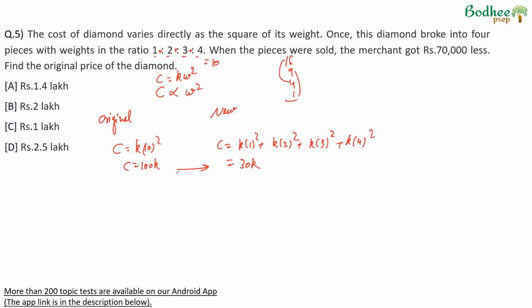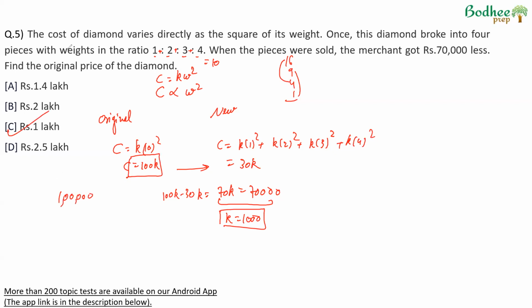And therefore, we can say that the cost has decreased by 100K minus 30K, which is 70K. This is given as 70,000 in the question. The K that I'm using here is not for 1000 per se, it is a constant of proportionality. But if we equate this, we'll get the value of K as 1000. What is the original price of the diamond? The original price of the diamond was 100K. So 100 into 1000, which gives us the value as 1 lakh rupees.